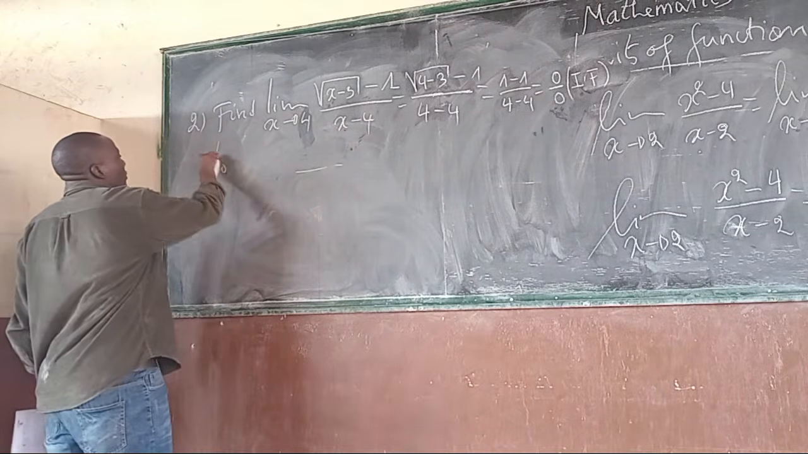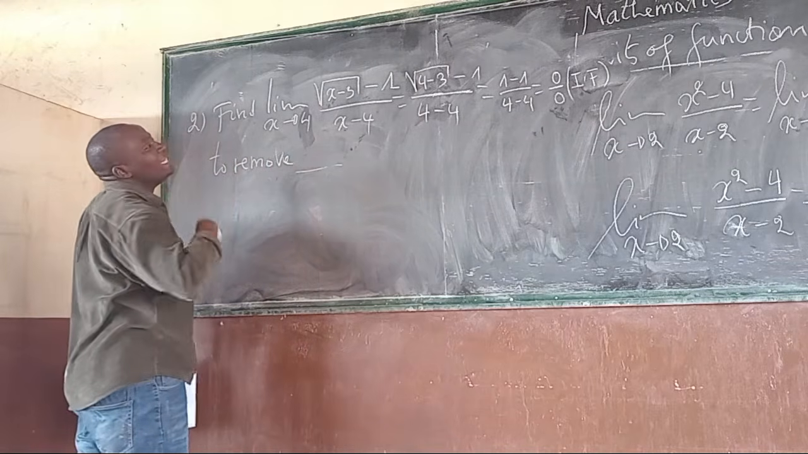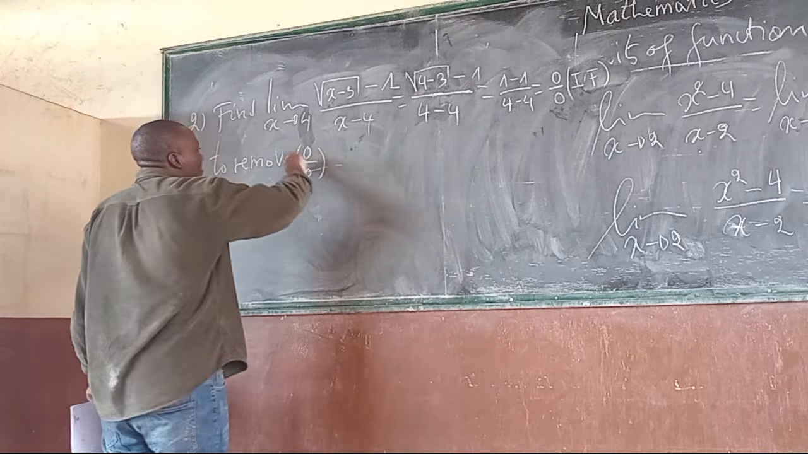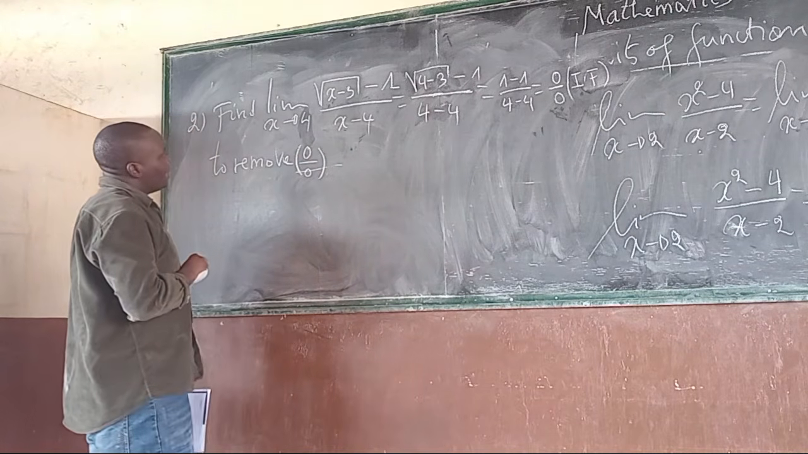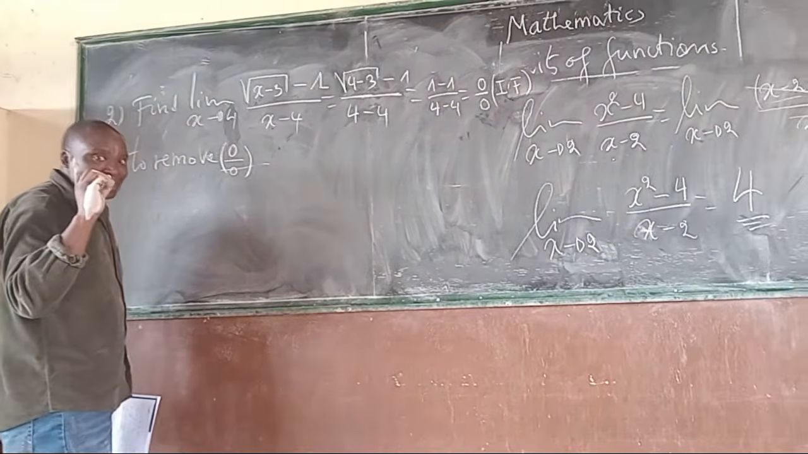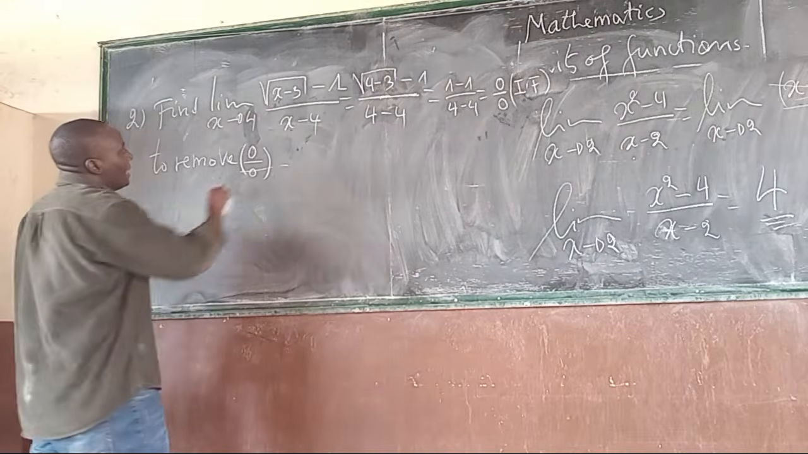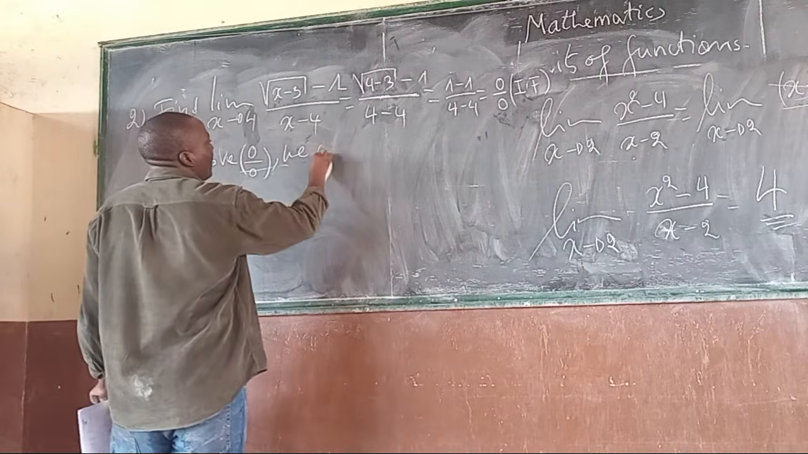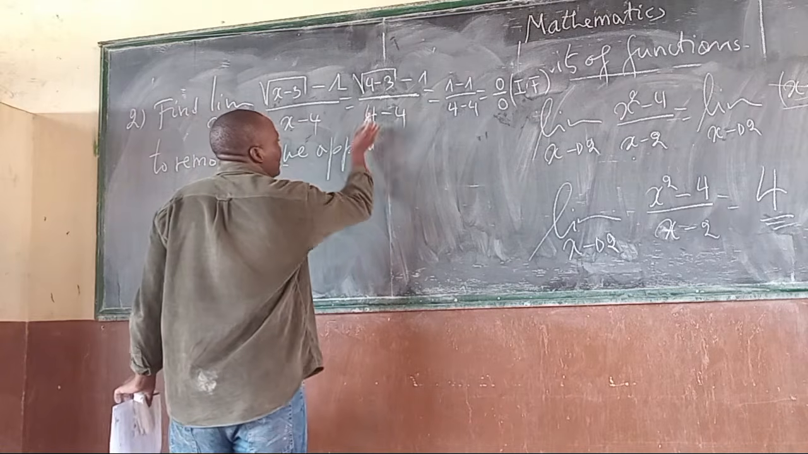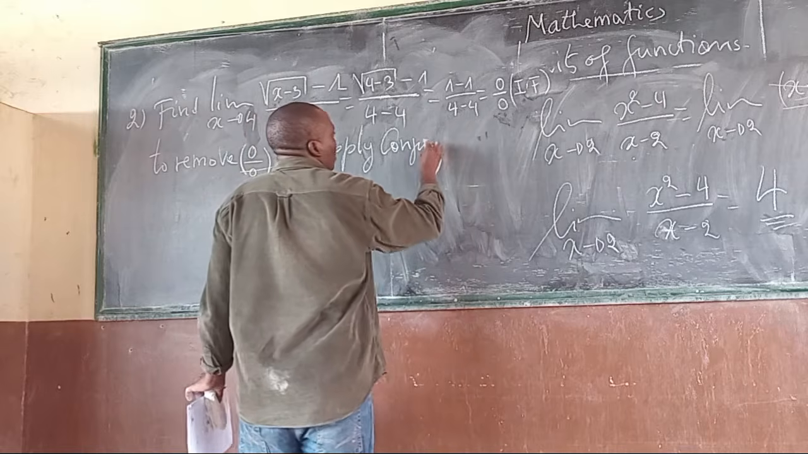Then to remove, or to reject, this barrier of indeterminate form, this barrier 0 over 0. Here we cannot apply factorization because there is a radical form. Here we apply what? We apply the technique called the conjugate.